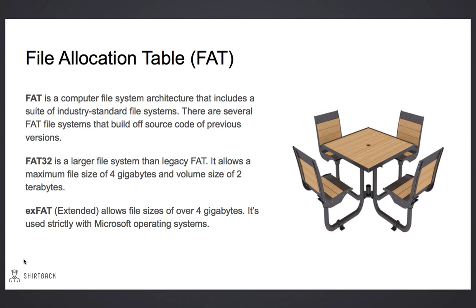One common file system is FAT. That's short for File Allocation Table. It's a common file system architecture that's used in industry standard file systems. There are several FAT file system versions. One is FAT32. FAT32 is known for having a larger file system size. It allows for individual file sizes for up to 4 gigabytes and has a file volume size of 2 terabytes.